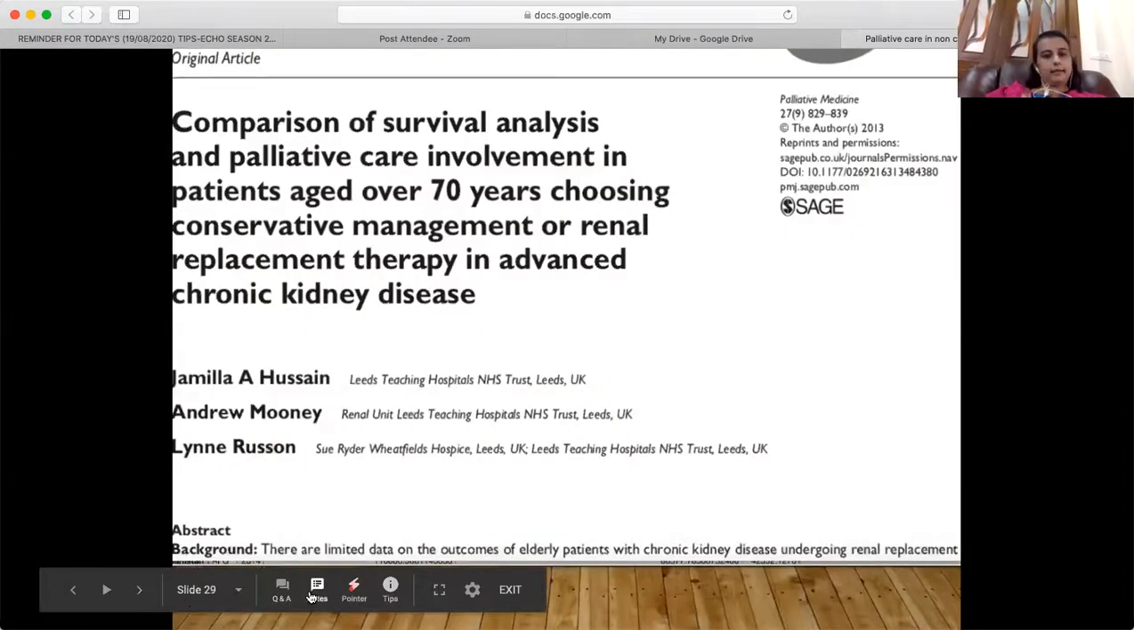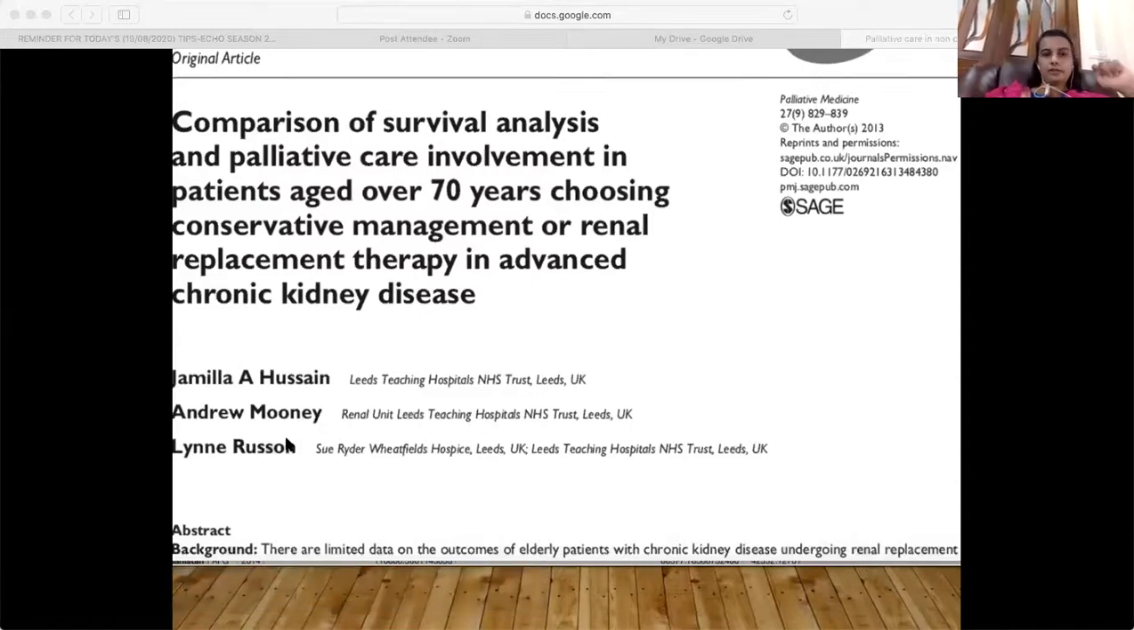Again, another study from the United Kingdom. This was a retrospective observational study, again published in 2013, which compared the survival and the palliative care involvement of 2 groups of patients. These 2 groups of patients were about 70 years old. Now, these 2 groups of patients had reached end-stage kidney disease and were supposed to be starting dialysis, but one group of patients chose conservative management. The other group of patients chose dialysis.